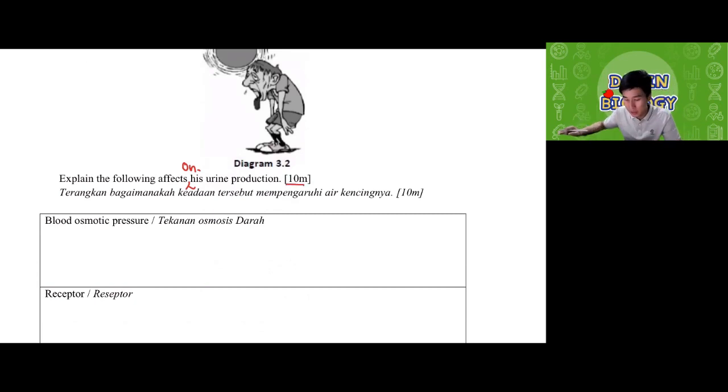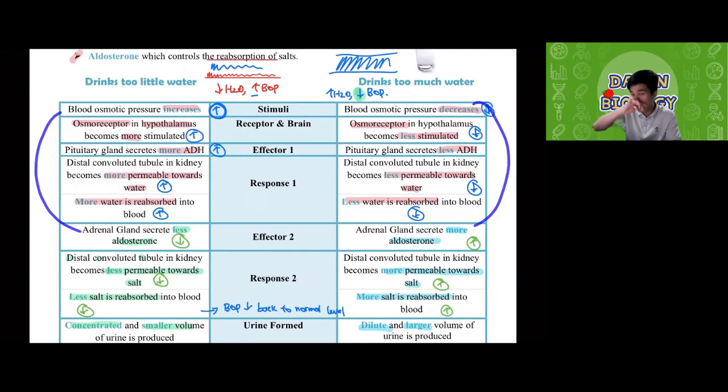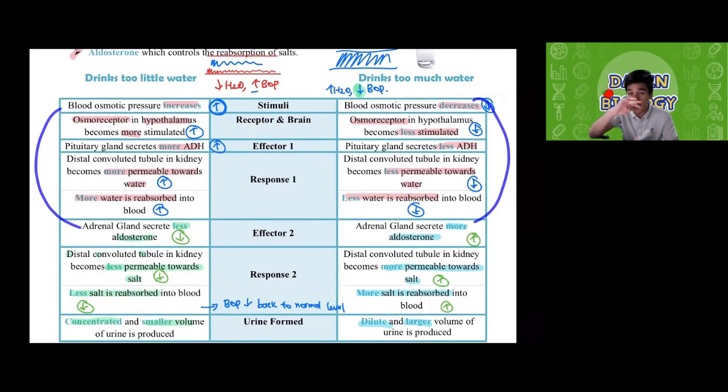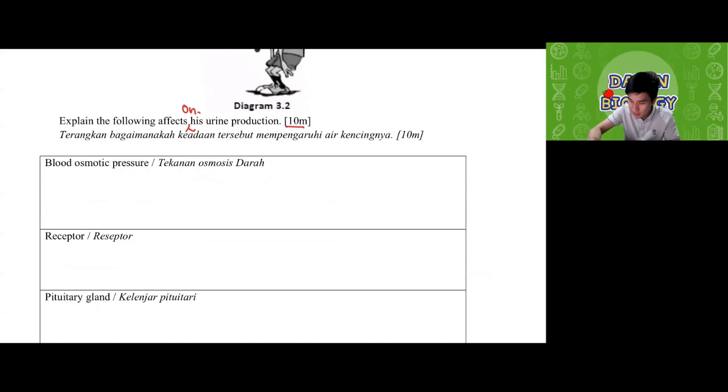Okay, I forgot to mention one thing just now. Usually, for this part, you only need to write the ADH part. Let's say for structure, usually 3 to 4 marks, you just explain the ADH generally. But if it's a 10 mark essay like this, then you got to talk about salt and also water, both. Okay, guys, first, the blood osmotic pressure, high or low?